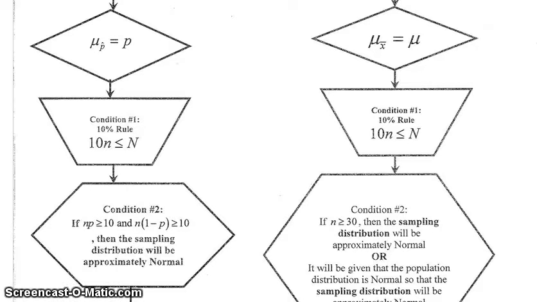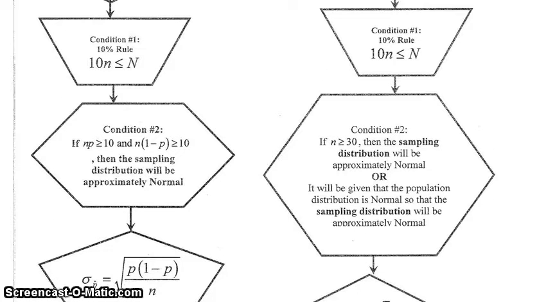Then we have our two conditions. Notice the first condition is the same for either proportions or means. It's called our 10% rule. Is it reasonable to say that our sample is 10% or less of the size of the population? Or is 10 times our sample, say we have a sample of 60, 10 times that is 600, is it reasonable to say that it's at least 600 in our population?